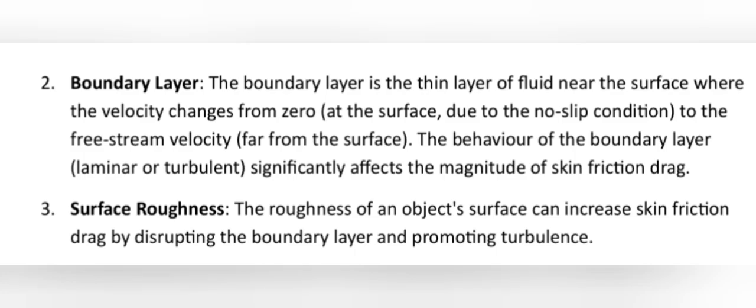The third is surface roughness. It depends on whether the object surface is smooth or rough. The roughness of an object surface can increase skin friction drag by disrupting the boundary layer. So it has to be smooth. If it is a rough surface, it will increase the skin friction, which will effectively decrease that body or automobile's efficiency, or it could slow you down. These are the main three factors for skin friction.